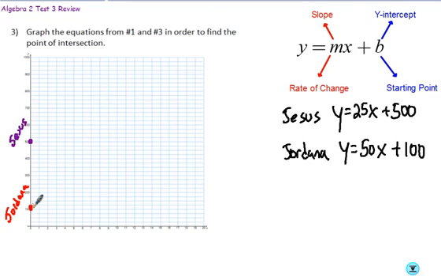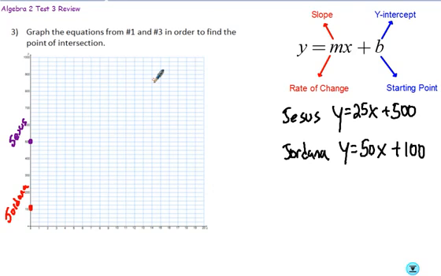But look at the slope. Look at the rate of change. Jesus is only saving $25 a month. Jordana's saving $50 a month. So Jesus is going to go along like this, but what we think is that Jordana is going to come along like that, and eventually at some point on this graph, Jordana is going to catch up to Jesus and maybe even pass him up. So that's what we want to try to figure out. So let's graph Jesus's first.